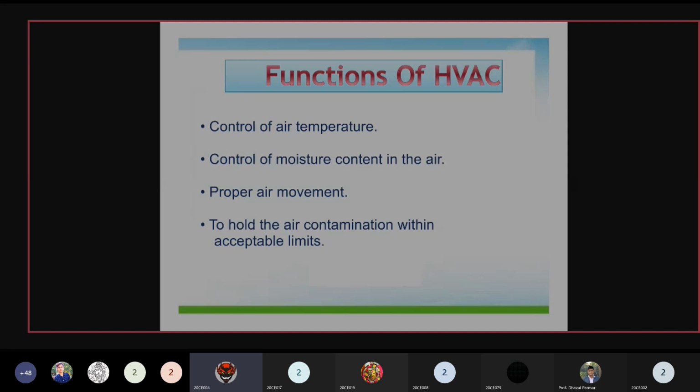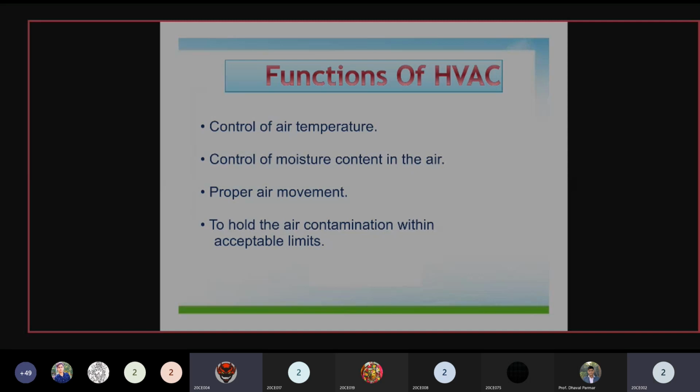Function of HVAC first. Control of air temperature. The main function of HVAC is to control the air temperature as per human comfort. It can increase the temperature with the help of heating unit or it can reduce the temperature with the help of air conditioning unit in the HVAC system.